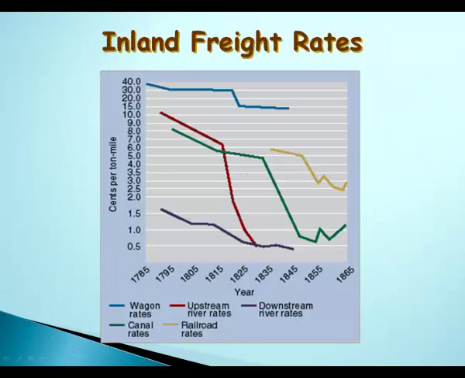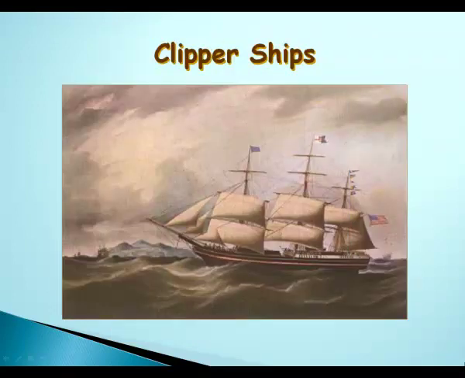As you can see, freight rates from 1785 to the Civil War are just going straight downhill. The biggest one, the upstream river rates, are going to drop because you no longer have to pull and have the cost of the horses. You've got steam. But then, of course, you still have those big clipper ships that you've got to use to get stuff all the way to California, and the only way to do that is on a clipper ship down around South America.